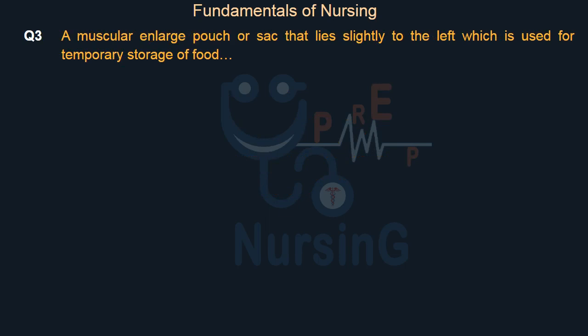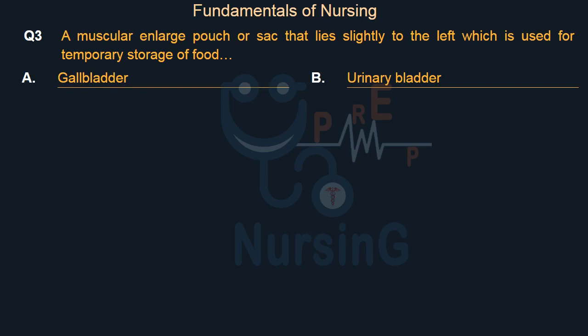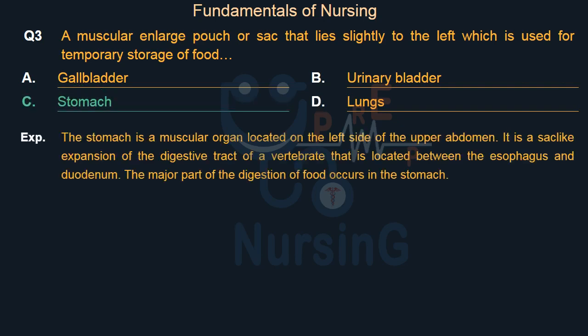A muscular enlarged pouch or sac that lies slightly to the left, which is used for temporary storage of food. Option A, gallbladder. Option B, urinary bladder. Option C, stomach. Option D, lungs. Right answer is option C, stomach.